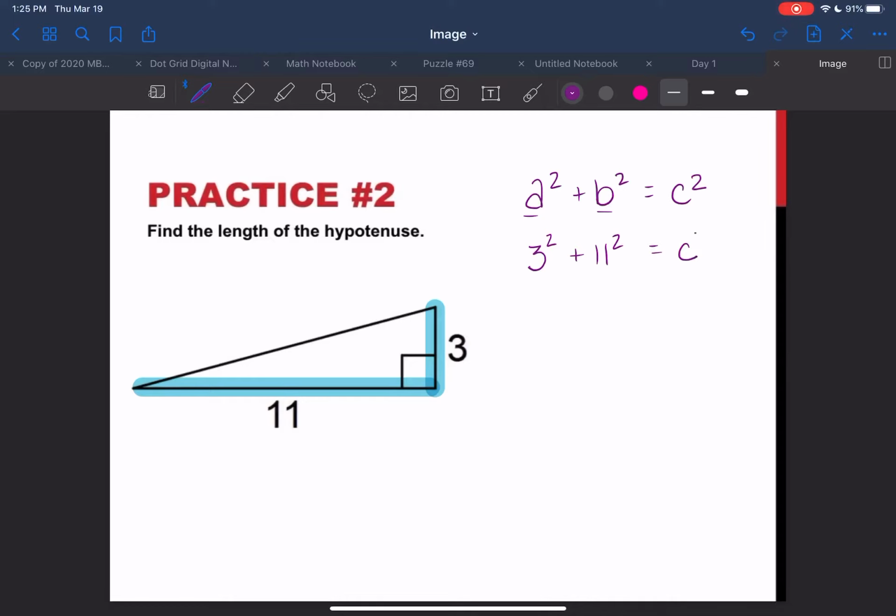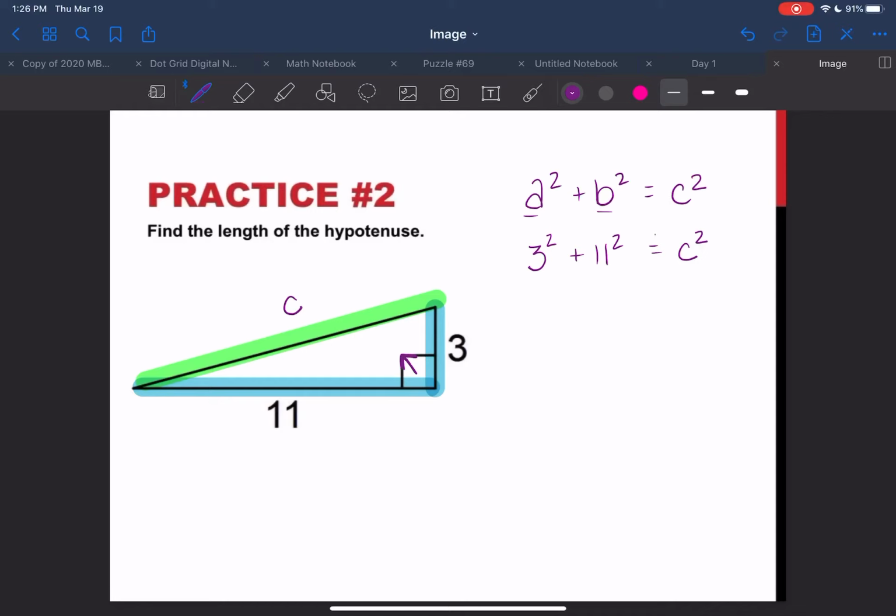And then your c squared, so that's actually your hypotenuse. This right here, you can always identify it because it will be across from your right angle. Like for example, if I were to draw an arrow right here with your right angle, it points straight to the hypotenuse. So that's one way you can identify it. We don't know what it is, so that one actually stays right now as c. And then we have 3 squared plus 11 squared equals c squared.